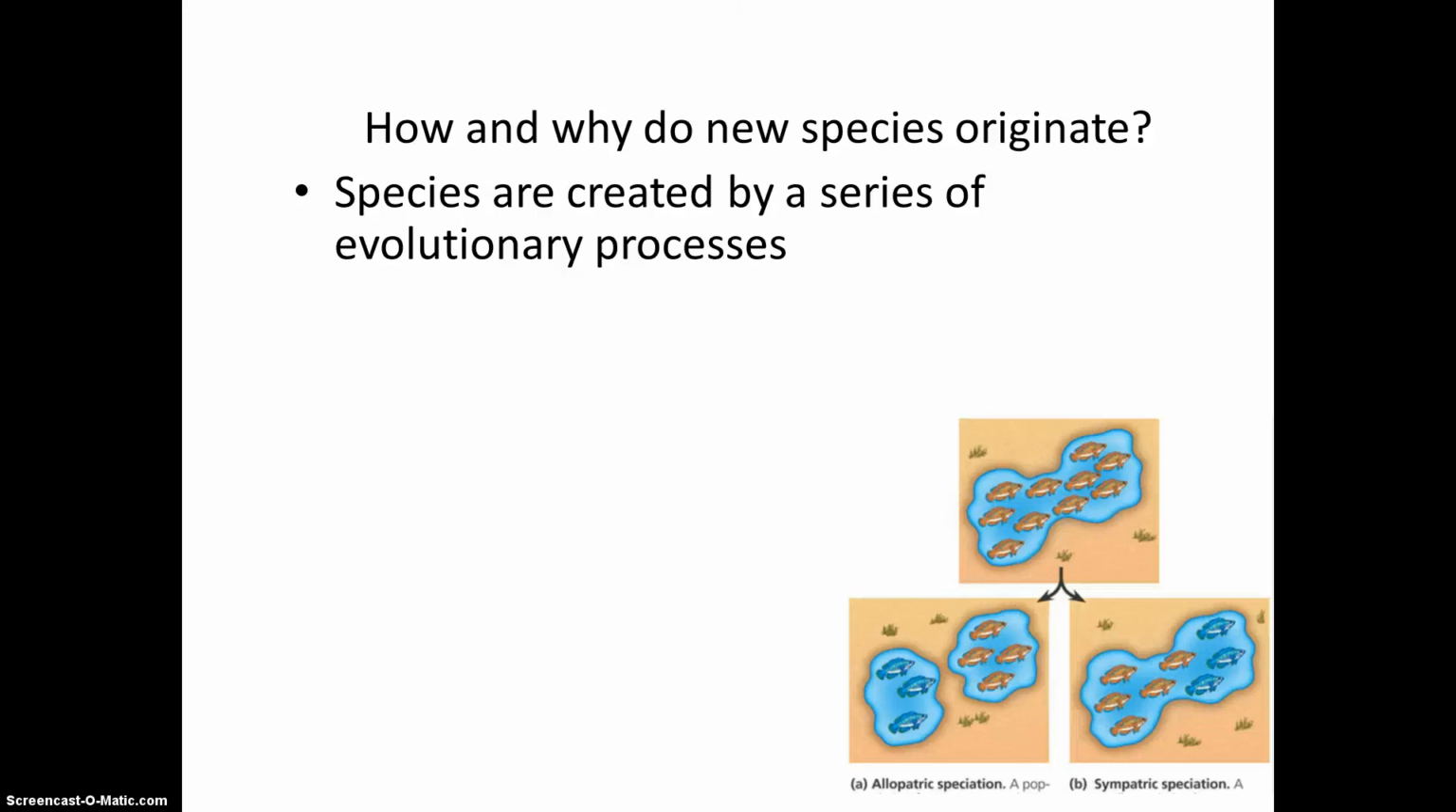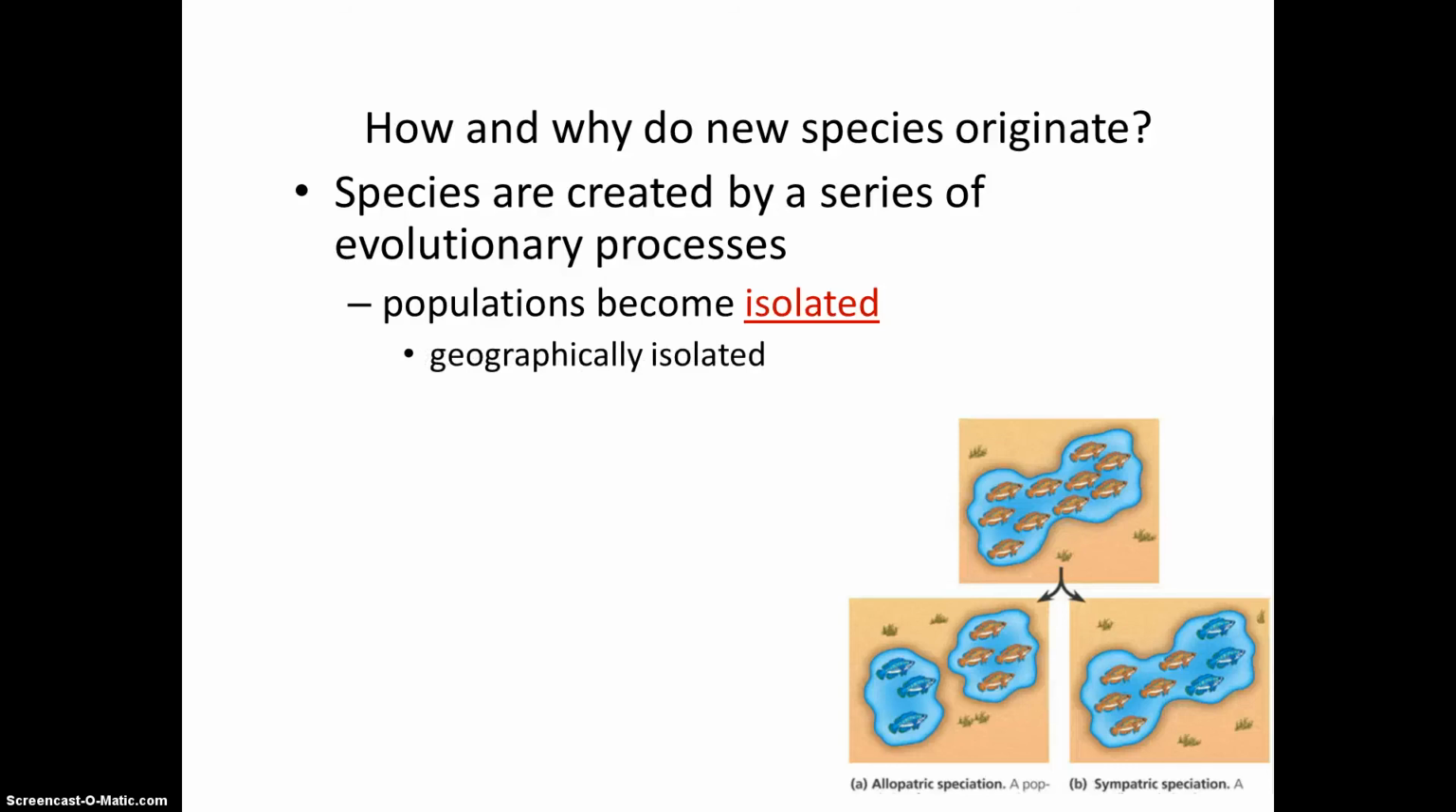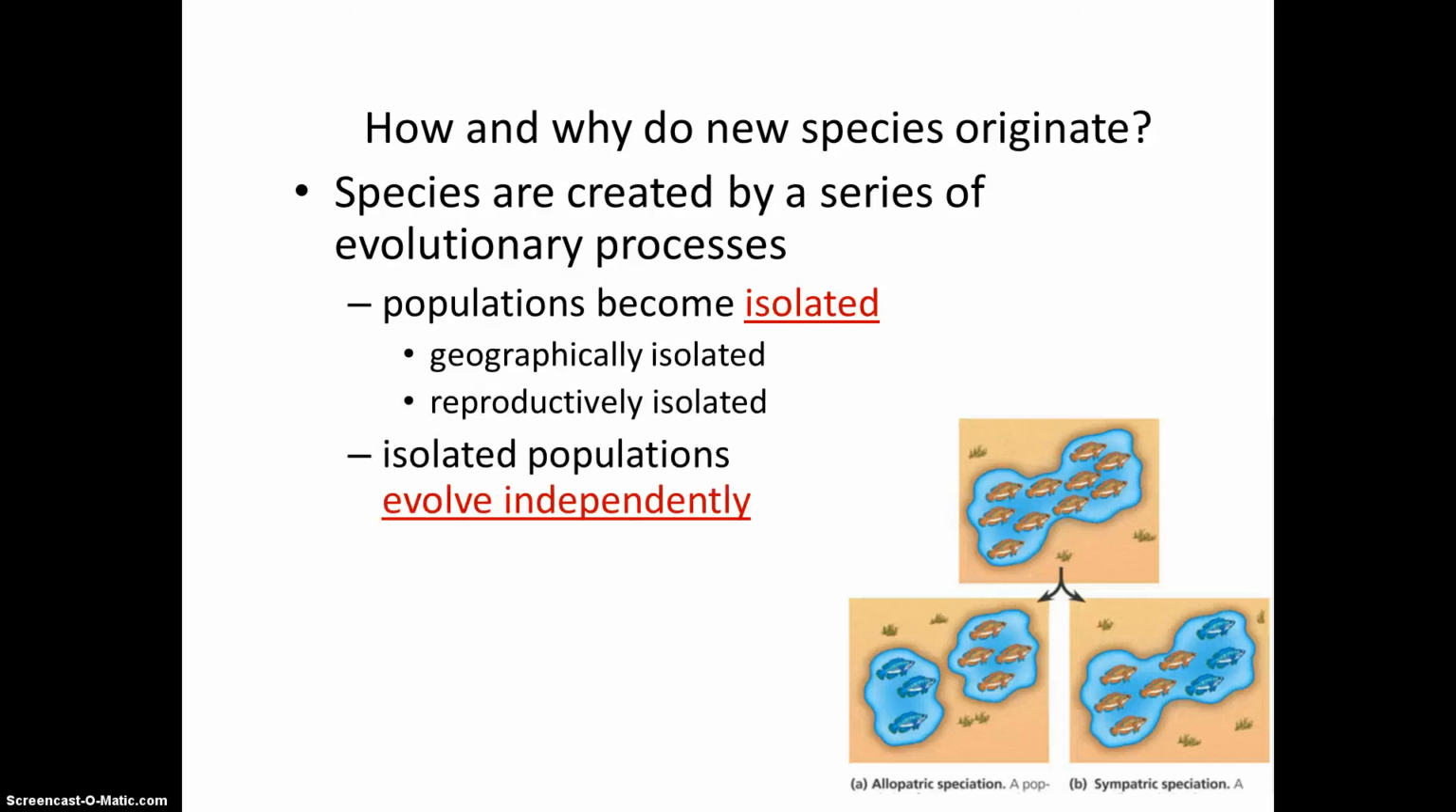When we think about how a species originates, there are several different evolutionary processes that happen. First of all, populations become isolated. That could be geographically or reproductively. In isolated populations, each population will evolve independently of each other. So if one species evolves in one direction, the other may go that same direction or it may do something different. Evolution is driven by the ecological forces around that species or around that population.